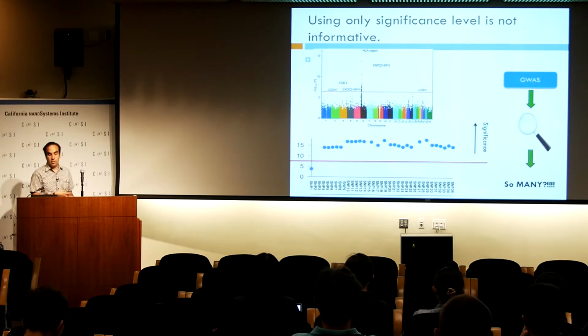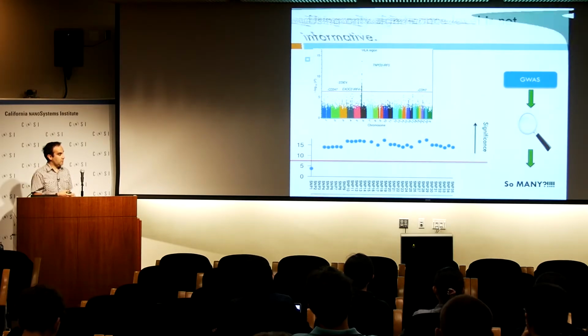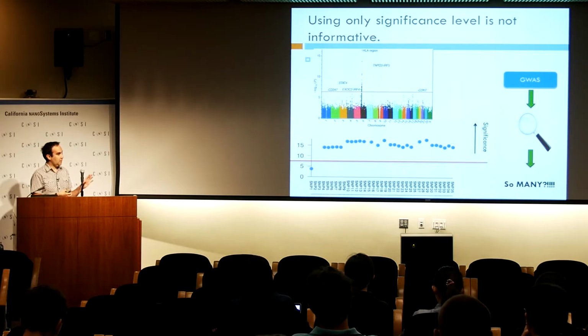Clearly, not all of these variants are causing disease. So that's the difficulty. And what people currently do, the most widely used approach for fine mapping, is they look at this plot and figure it out by hand. This is the standard, most widely used approach. I'll show you an example.